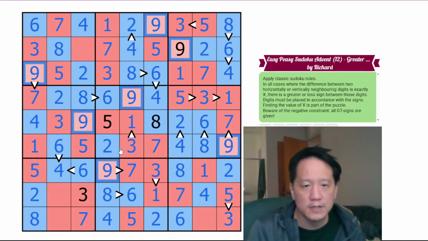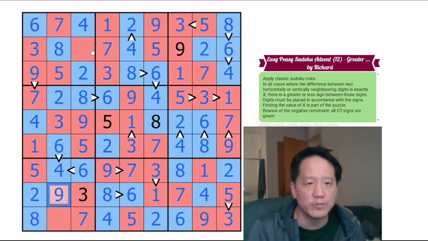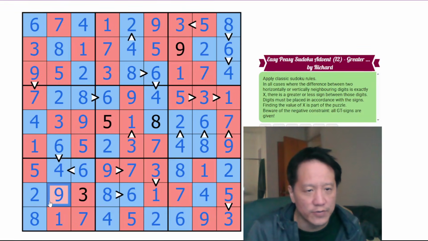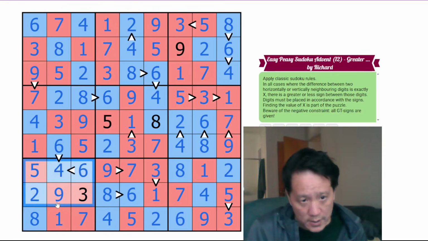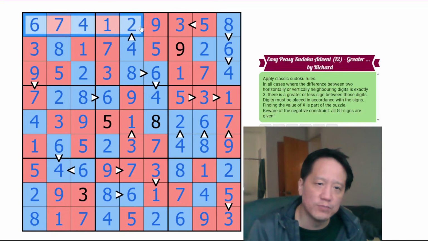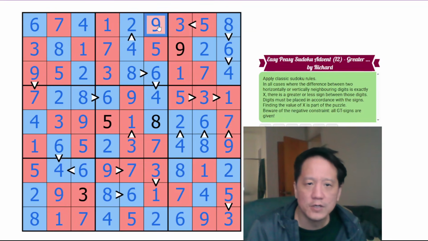9 in column 8 has to be here, which means we have 8 and 9, so the last 9 is here, and the remaining digit is a 1. I didn't check to see if there were any scenarios where they were not 2 away from each other, or they were 2 away from each other without the greater than sign between them. Obviously, red and blue cannot be 2 away from each other. 9 and 3 is 6 away. 9 and 5 is 4 away. 7 and 1 are 6 away. We have a greater than sign there.